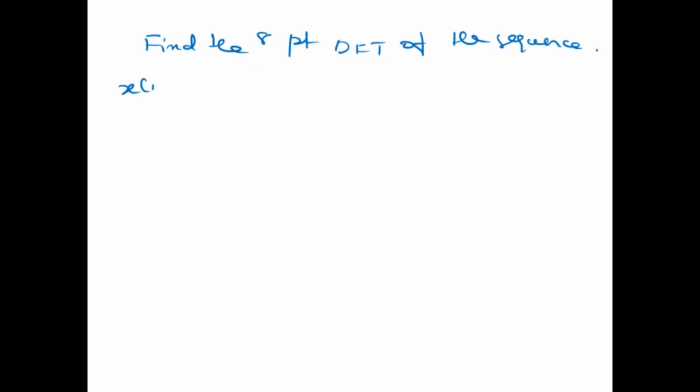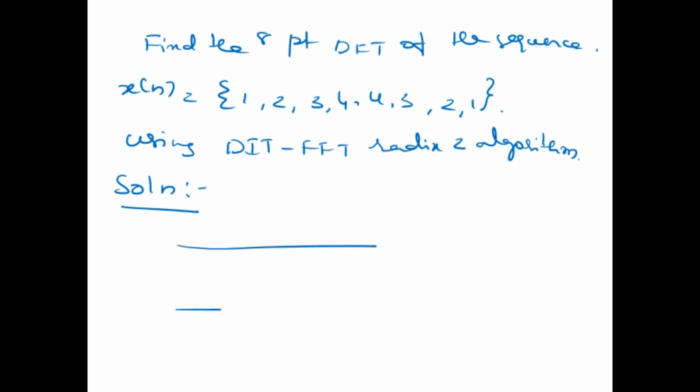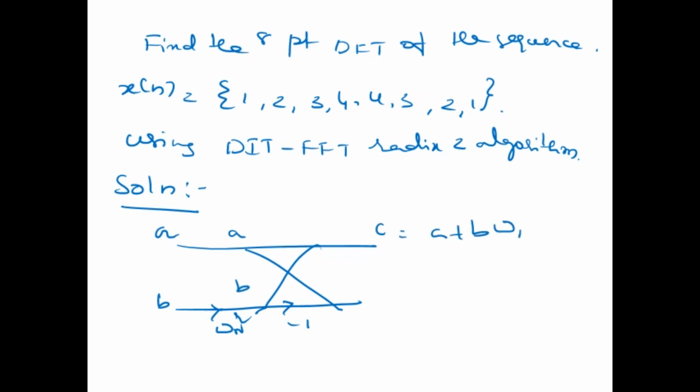Next problem. Find the 8-point DFT of the sequence x of n is equal to 1, 2, 3, 4, 4, 3, 2, 1 using DIT FFT radix 2 algorithm. We know that the butterfly diagram for the DIT FFT algorithm is: inputs A, B, outputs C is equal to A plus B into omega n of R, D is equal to A minus B into omega n of R.